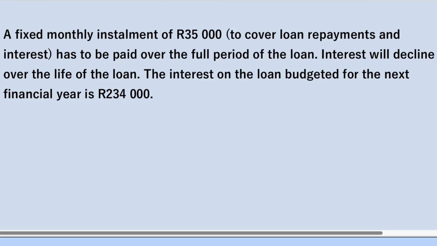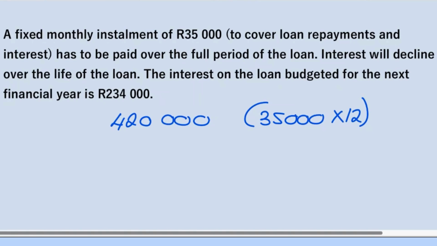Yes. So this is the continuation of this question now. So a fixed monthly installment of 35,000 Rand, which we worked out to be 420,000 Rand for the year. That was because we said 35,000 Rand times 12. Covers the loan repayment and interest, has to be paid over the full period of the loan. Interest will decline over the life of the loan. What does that sentence mean to you? Your interest will become less.